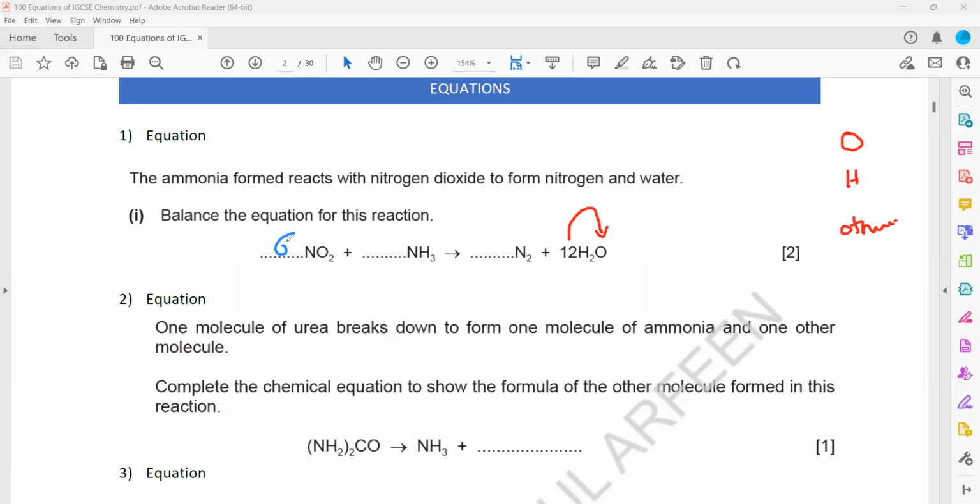12. So we put 6 multiplied by 2, that makes 12. Oxygen is balanced. Then followed by hydrogen. Hydrogen are 24. We want to make 24, so we put 8, because 8 multiplied by 3 makes 24. So hydrogen is also balanced.